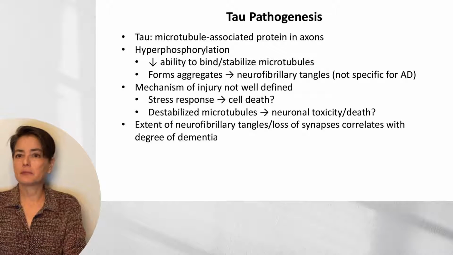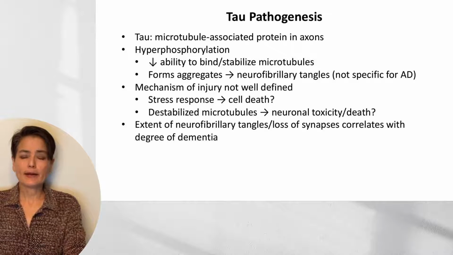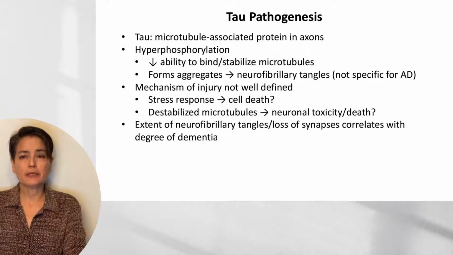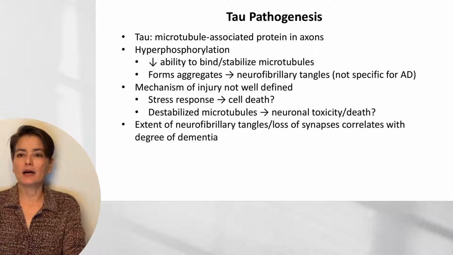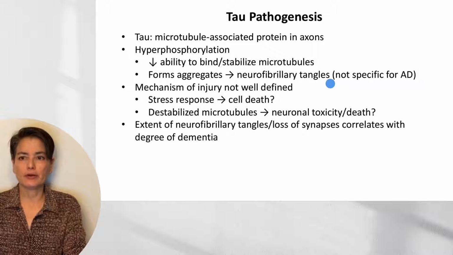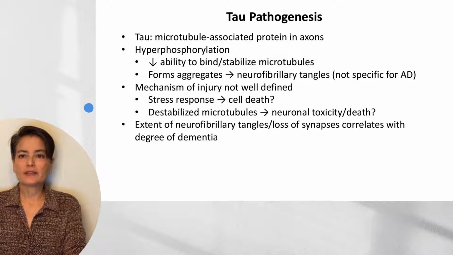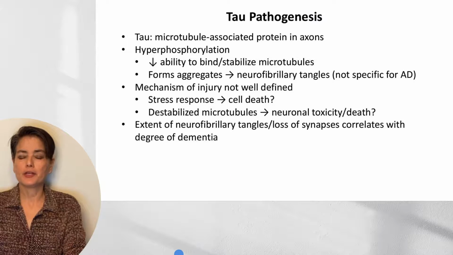So as I mentioned, tau is a microtubule-associated protein. It's found in the axons. When we get hyperphosphorylation, it decreases the ability of tau to bind and stabilize microtubules and allows it to form aggregates that will form these neurofibrillary tangles. We don't know the exact mechanism by which these tau aggregates cause injury. Perhaps it's through a stress response leading to cell death, or maybe these destabilized microtubules contribute to neuronal toxicity and death. And again, the extent of neurofibrillary tangles and the loss of synapses will correlate with the degree of dementia.